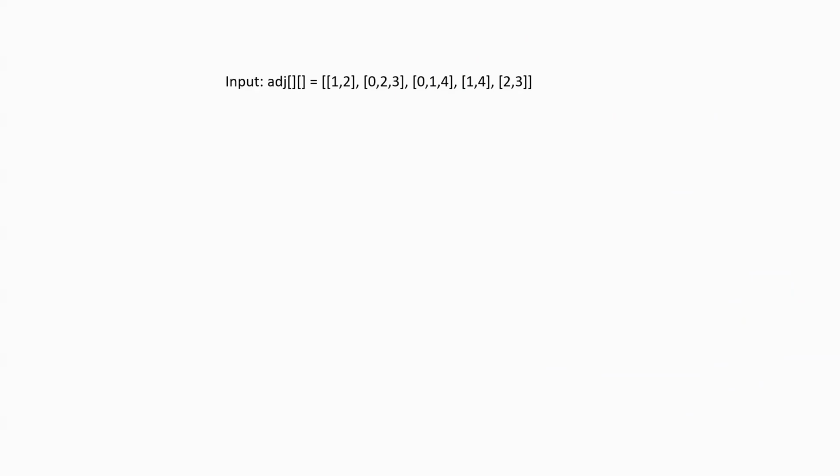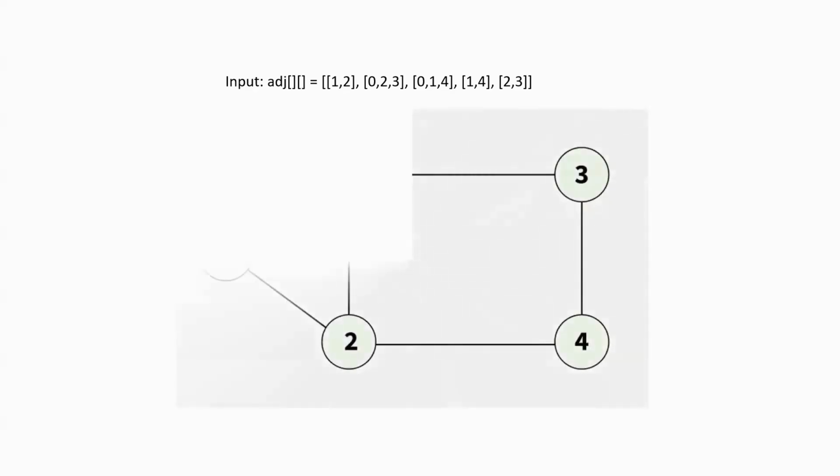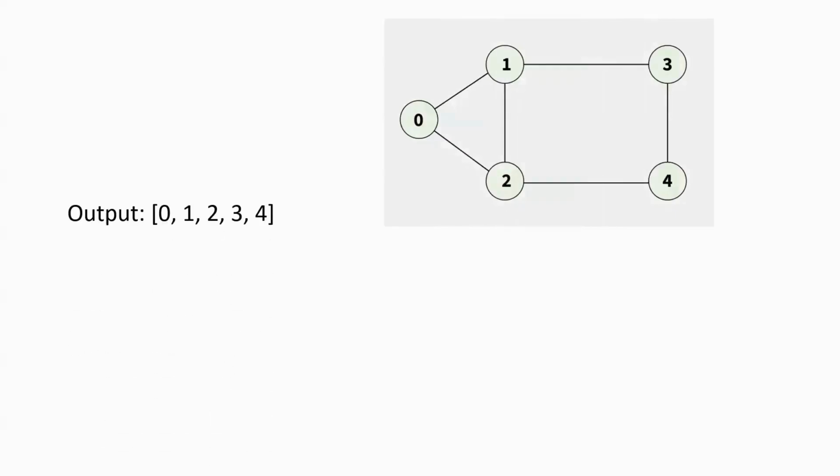So we have inputs like 1, 2, 0, 2, 3, and 0, 1, 4, and 1, 4, 2, 3. So here is our graph. From this graph, we have an output, which we consider as 0, 1, 2, 3, 4, right? We want to execute the code and print the output as 0, 1, 2, 3, 4.